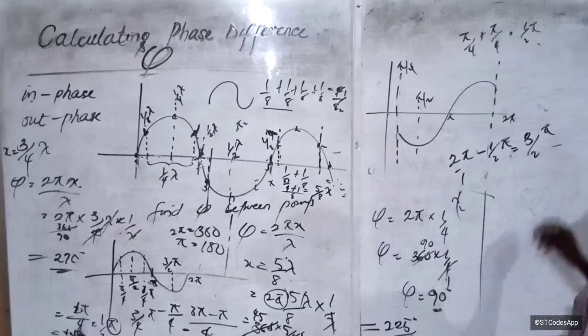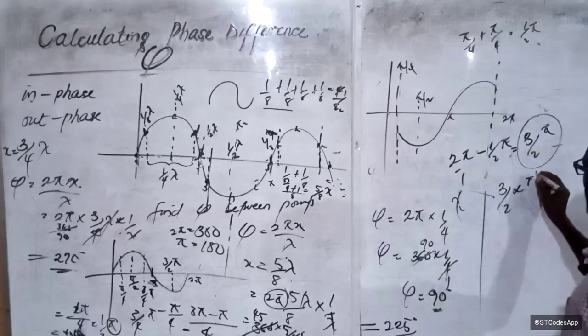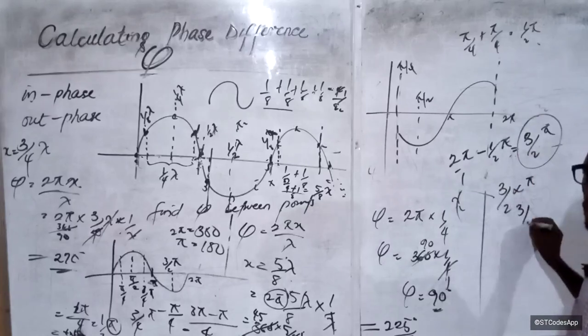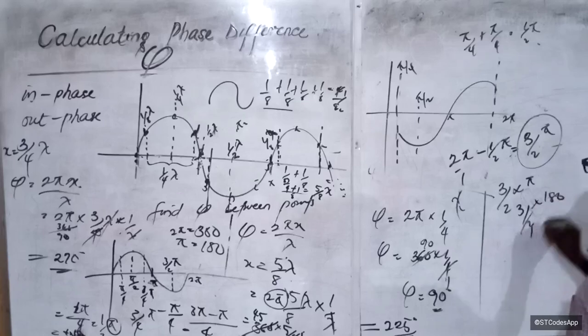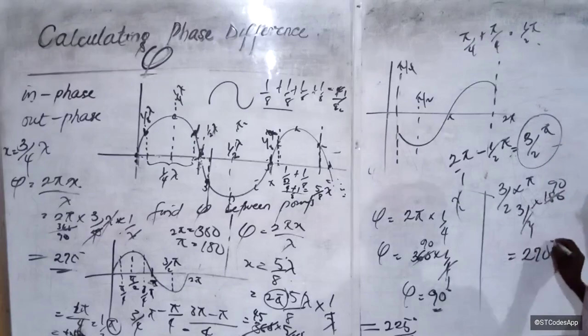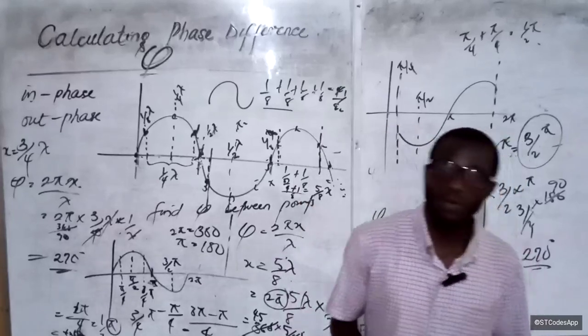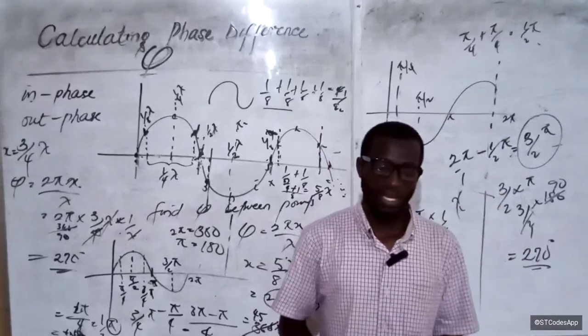So from here, it means that it's 3 over 2 pi that we're calculating with. So 3 over 2 times pi, which is 3 over 2 times 180. Here 1, here 90. 3 times this is 270 degrees, which was what we got here. So that is how to calculate phase difference.